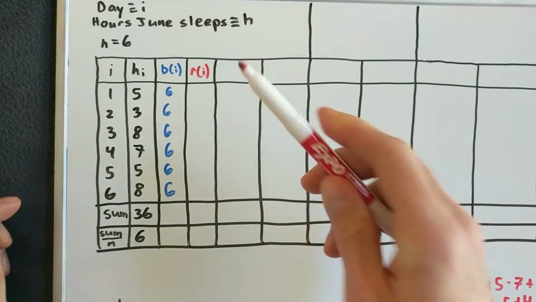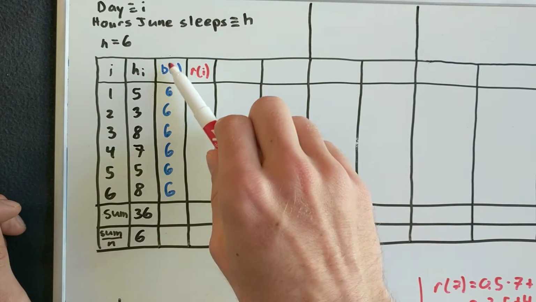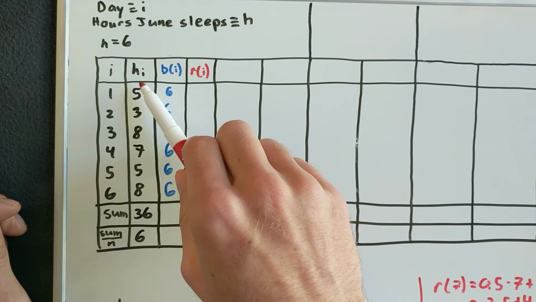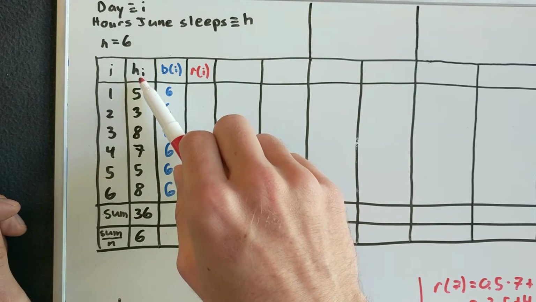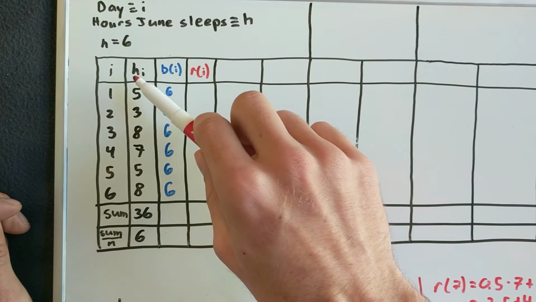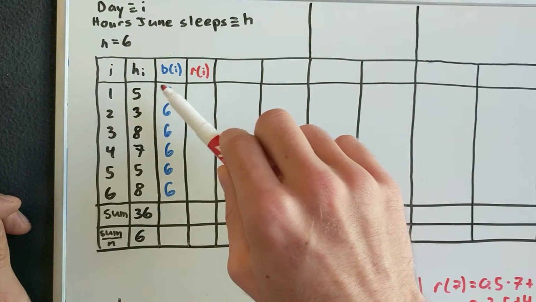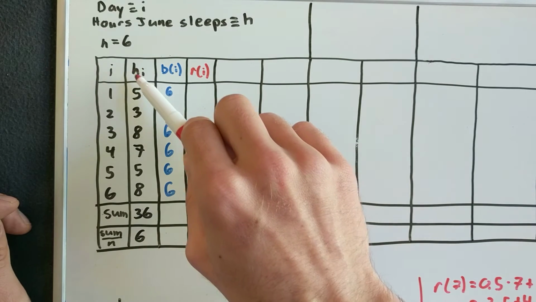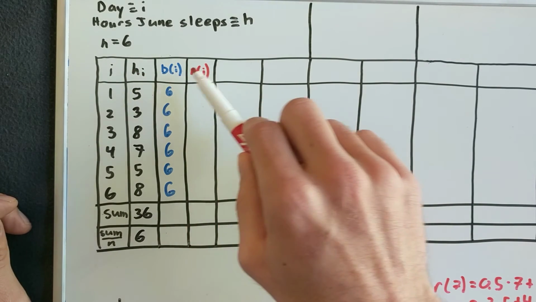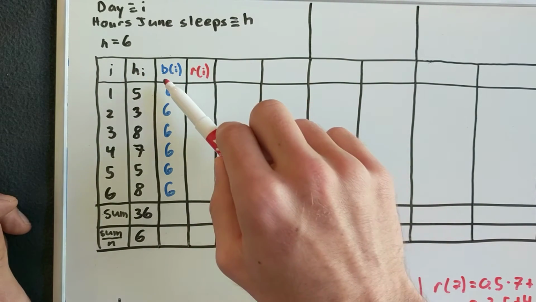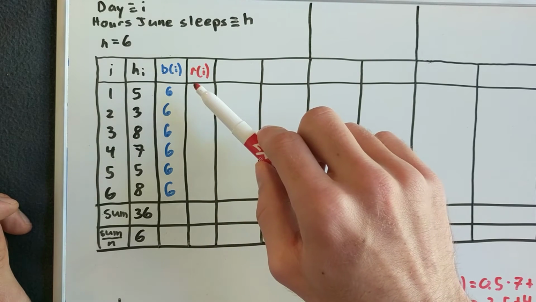And also do note, I'm writing B with parentheses around the I, which you'll notice is a little bit different from H subscript I. There's no equation for H. These are just measured values. So it wouldn't make sense to put this in parentheses. This is not an equation. For B and for R, these are equations. So it does make sense to put the parentheses around the I here.